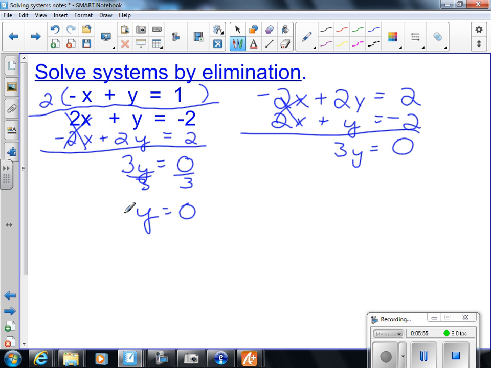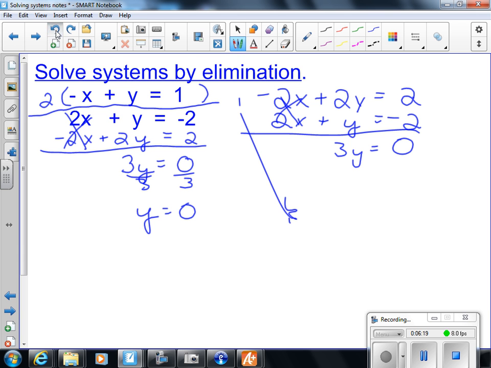I plug it in. Does it matter which equation? No. It doesn't matter which equation. Let's plug it into the first one. Negative 0, which is there such a thing? No. Plus y equals 1. So what's y equal to? Or excuse me, I did the wrong one. My bad. Okay, so take negative x.